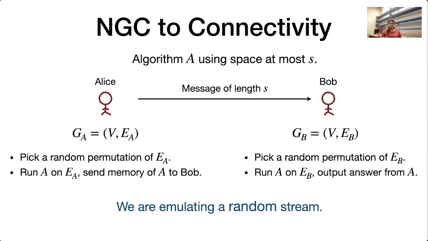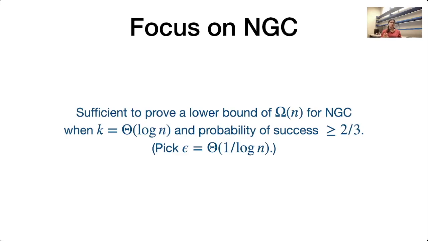This way, we can actually emulate a random stream of the edges if we partition the edges randomly between Alice and Bob. So after this, we're only going to focus on proving a lower bound for NGC of omega of n, because we pick k, which is the length of the cycles, to be theta of log n, and the approximation factor epsilon to be theta of 1 over log n. So proving a lower bound of omega of n is actually equivalent to proving a lower bound of 2 raised to omega of 1 over epsilon.